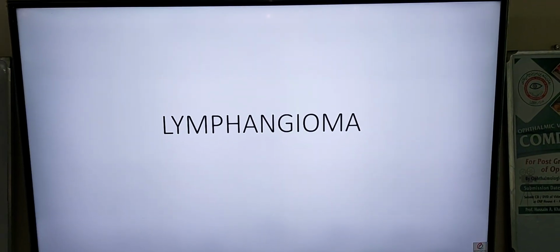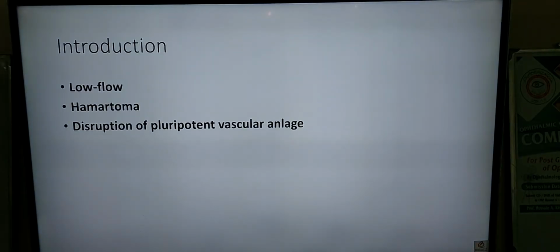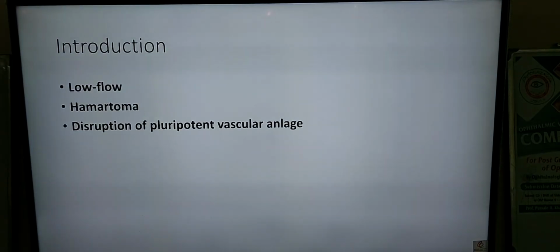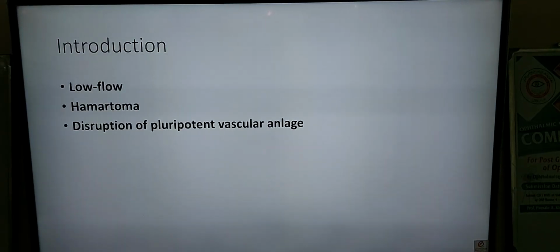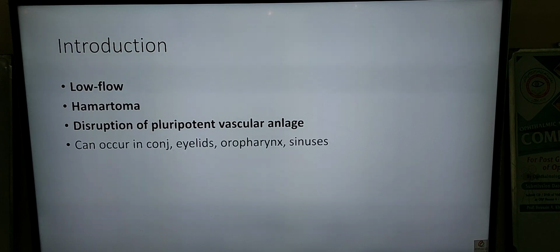The second vascular lesion is lymphangioma. Again, since there is no arterial component, these are low flow lesions. This is also a hamartomatous lesion. Basically, during embryological development, we know that in all cell lines, the most important cells are the stem cells or the pluripotent cells. So some changes occur during that process, which leads to development of these abnormal vessels.